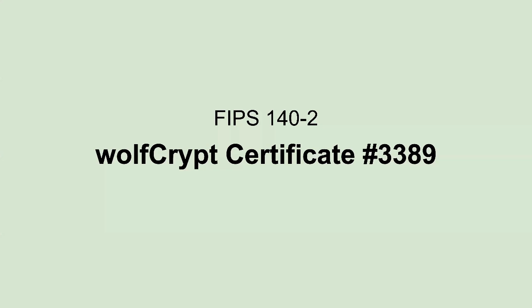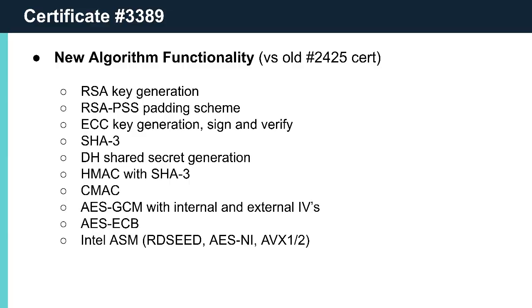So we have a 140-2 certificate that we've had for a few years now. Number is 3389. As compared to our older certificate, it expanded algorithm support. So you can see the additional algorithms listed on the slide that it grouped into this certificate. A lot of good stuff at the time. Also, it included functionality for doing some kind of hardware crypto, for Intel ASM. Things like AES-NI and AVX 1 and 2 can be included in the FIPS validation boundary.